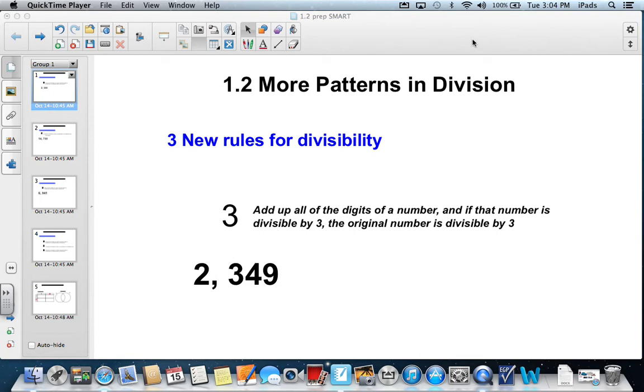Section 1.2, more patterns in division. We're going to look at 3 different rules for divisibility today. In the last video we watched for 2, 4, 5, 8, and 10. And today we're going to look at 3, 6, and 9.